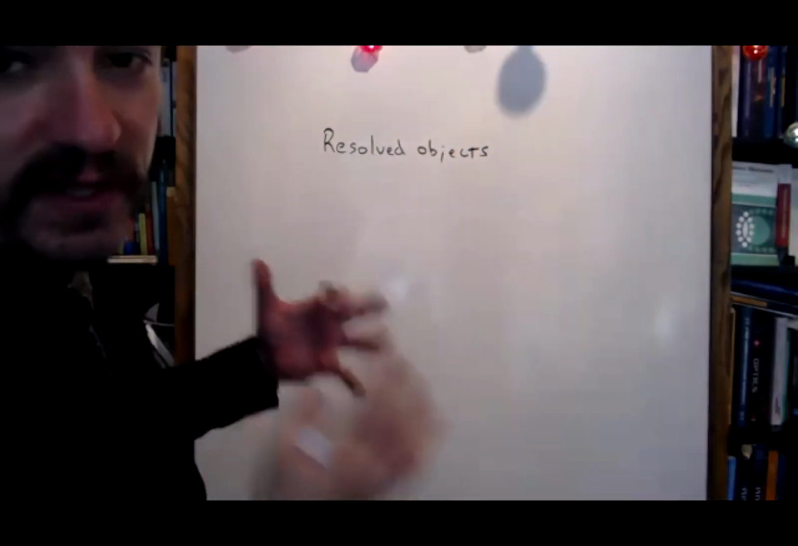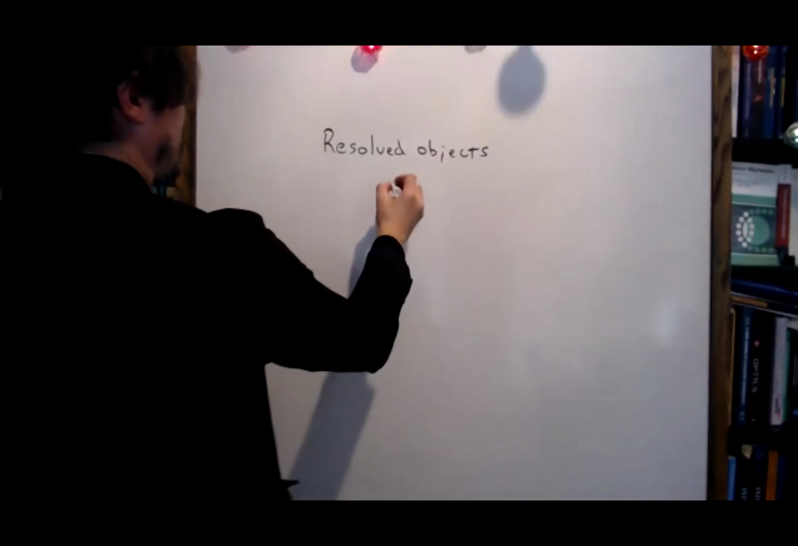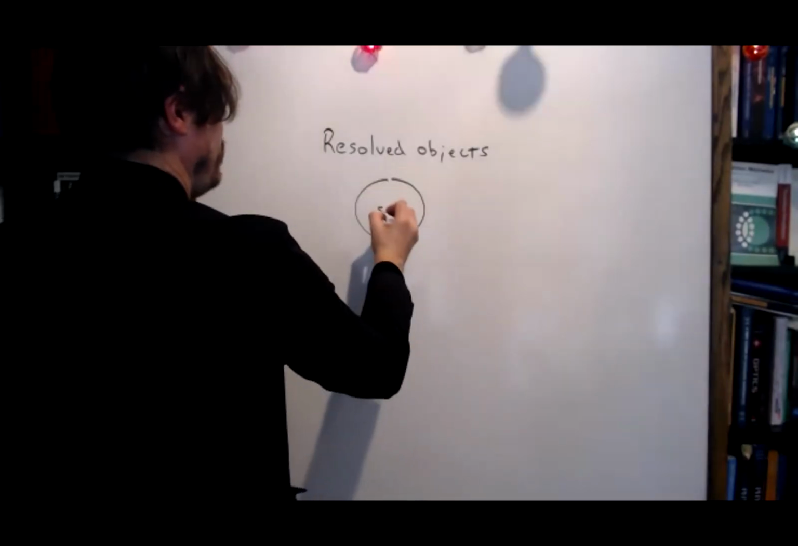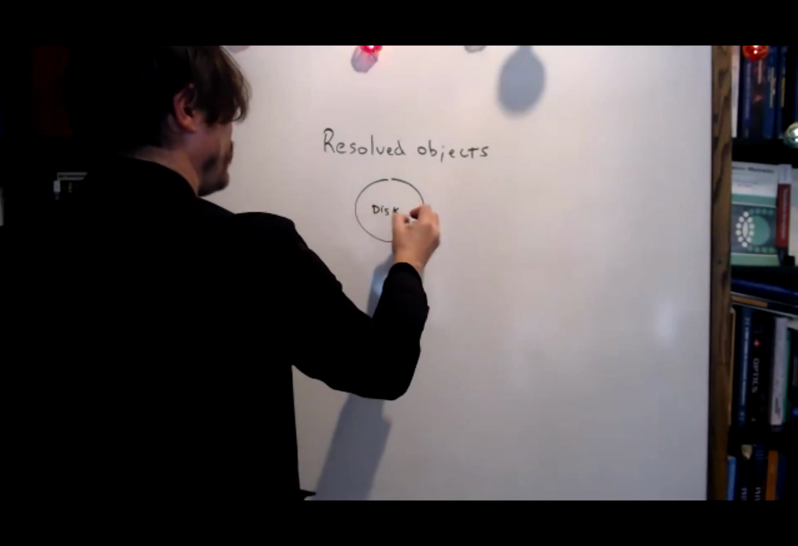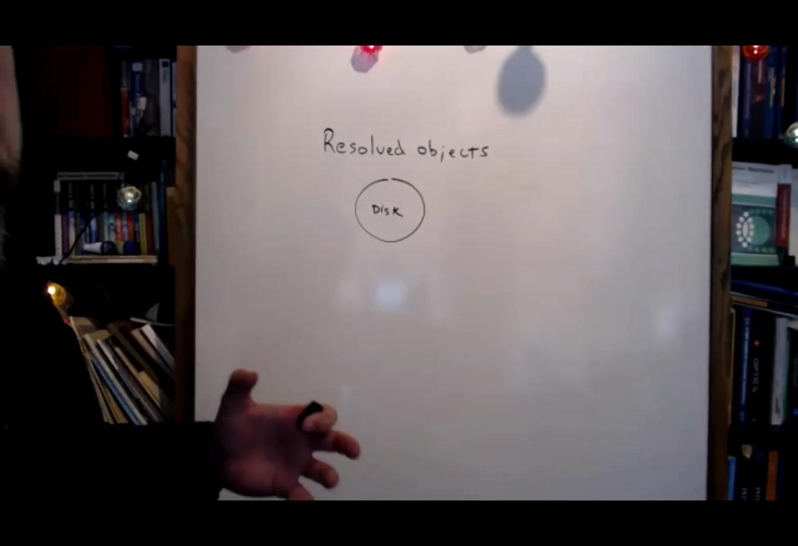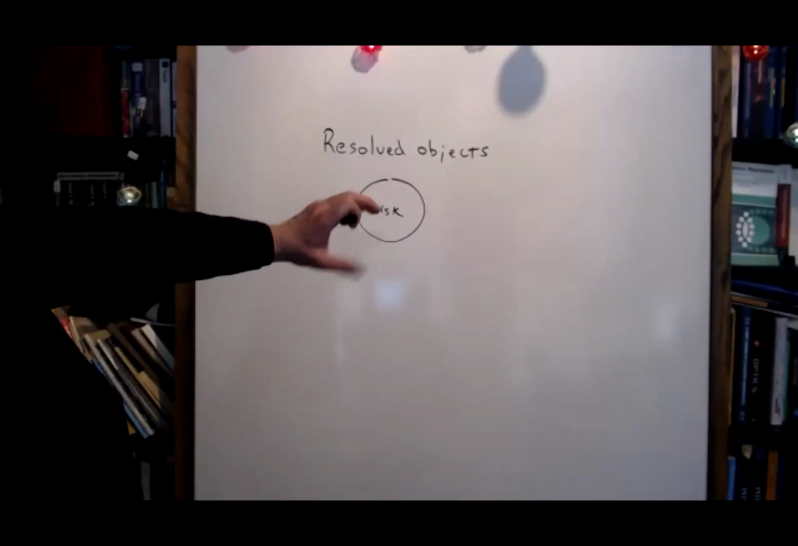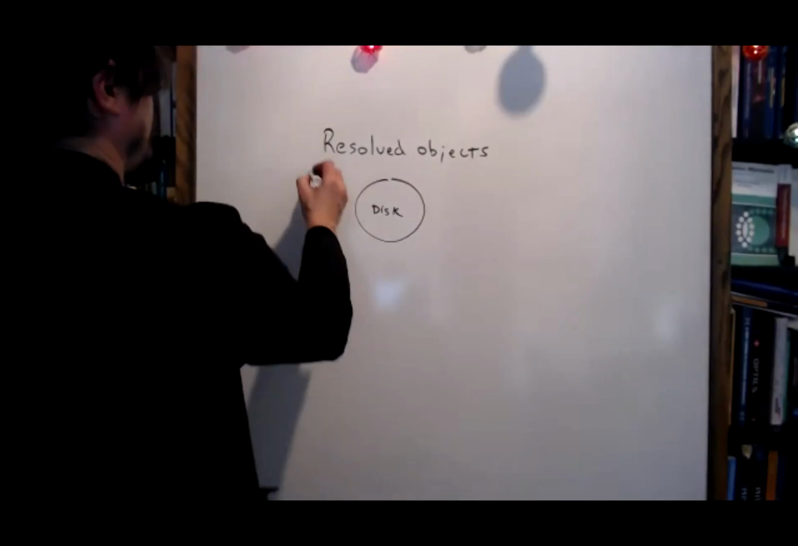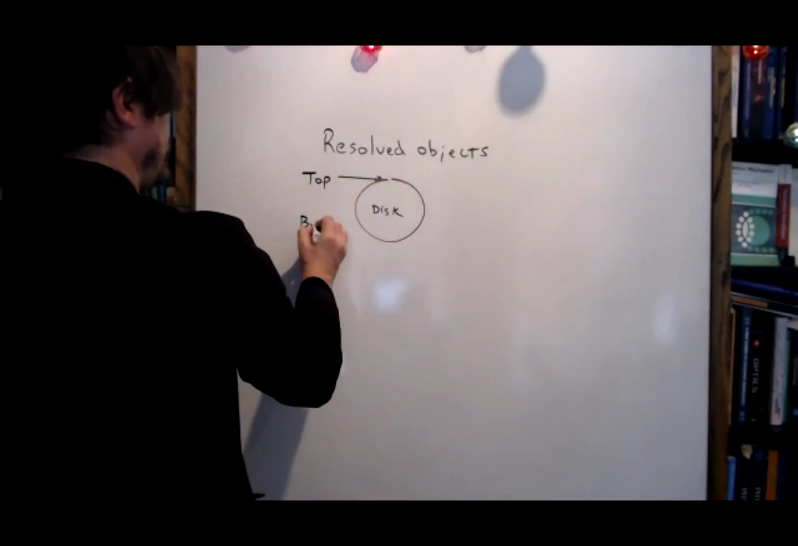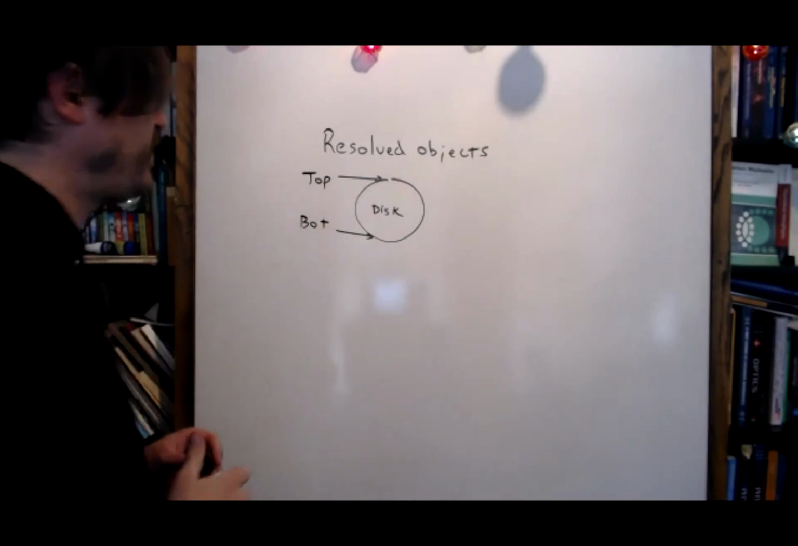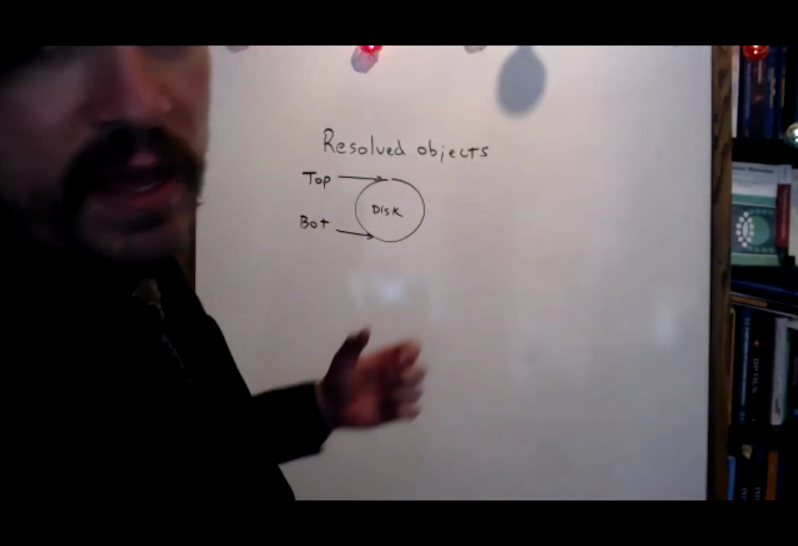And in your field of view or in your vision, a resolved object is an object that you can see as a disk. For instance, the moon is a resolved object because you can see the disk of the moon, you can see features on it, and your eye can distinguish the difference between the top of the moon and the bottom of the moon. All right, you can see features on it.